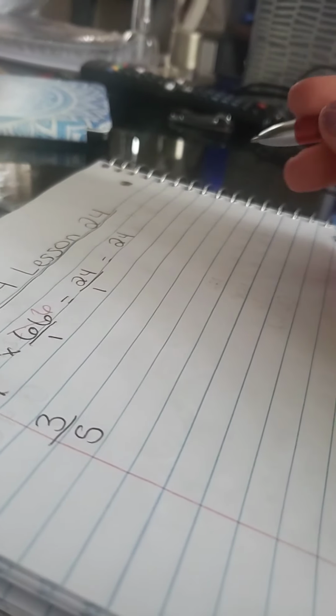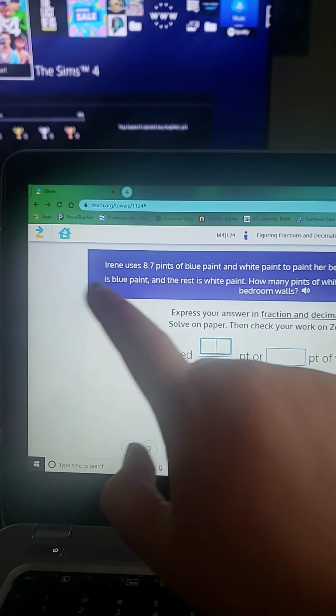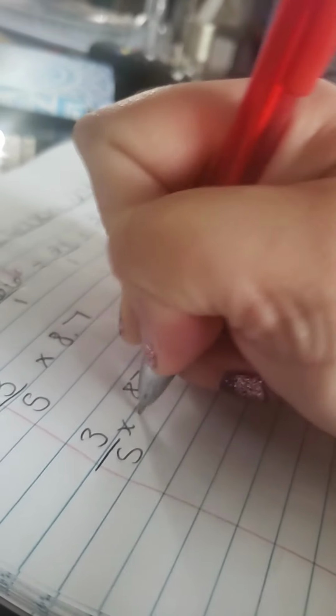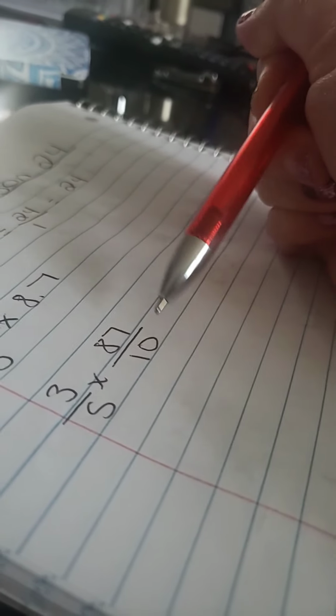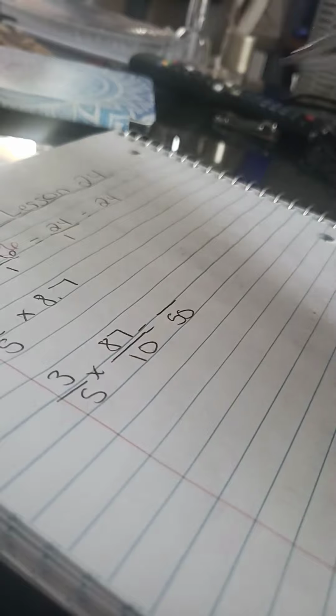Okay? Then you want to multiply that by your decimal. For whatever your decimal is in your problem, multiply that by your decimal. So for mine is 8.7. Okay. Well, 8.7 is the same as 87/10. Because there's only one number behind the decimal, there's going to be 1 zero. Okay? So now I'm going to go ahead and multiply these across. I'm going to do the ones that I know. 5 times 10 is 50. That one's easy.